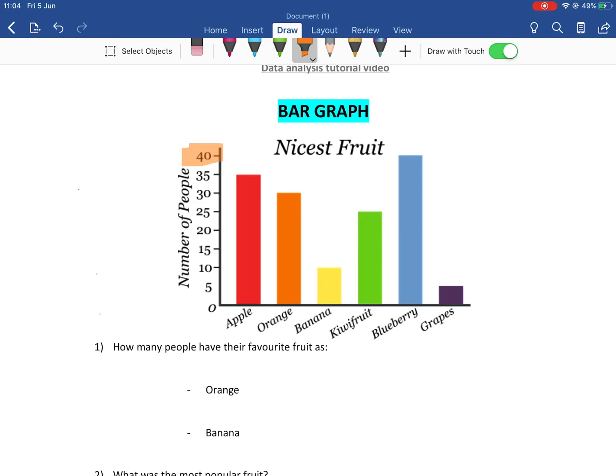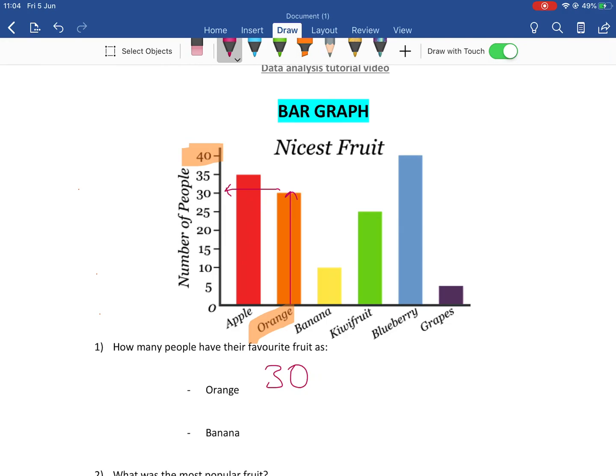So we have our fruits across the bottom, we have the number of people who said that as an answer up the y-axis. So we look at our questions. Question 1 says, how many people have their favourite fruit as orange? So what we have to do for that is firstly find where orange is on our x-axis, and we are going to have to look up that bar until we get to the top of it, and then look to the left to see where that goes onto our y-axis. And in this case, you'll see that 30 people have orange as their favourite fruit.